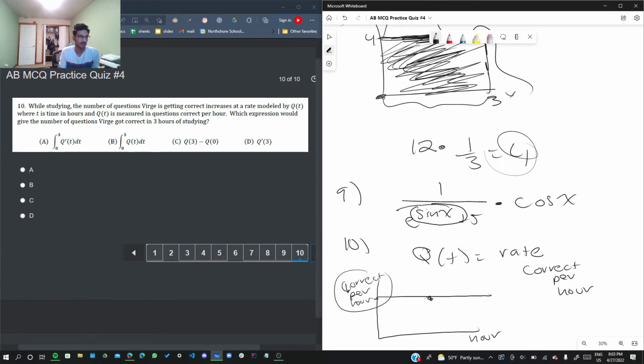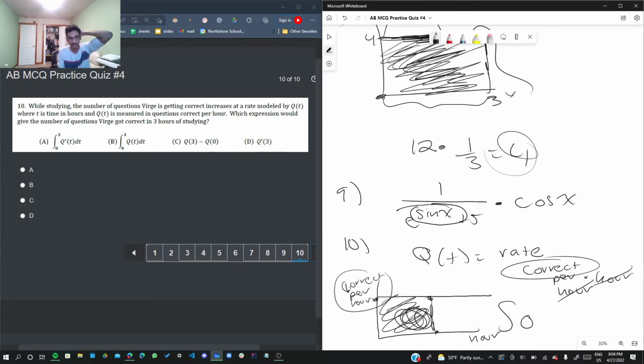But what happens when you multiply the y-axis and the x-axis together? What do you get, this area, when you multiply x and y? Well, correct per hour times hour, the hours just cancel each other out, and you're left with the questions correct. So in order to figure out the questions correct, you need to find the integral of this rate. Well, the rate is q of t. So you need to take the integral of q of t to figure out the area, to figure out how many questions it got correct.